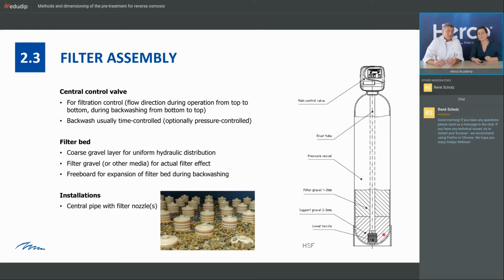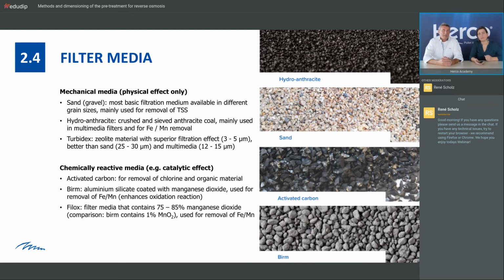The installation of the central pipe with these filter nozzles is a commonly used process, because we have to have a filter nozzle just not to wash out the filter material from the system during the operation. Exactly. Okay, perfect. Then we come to filter media.